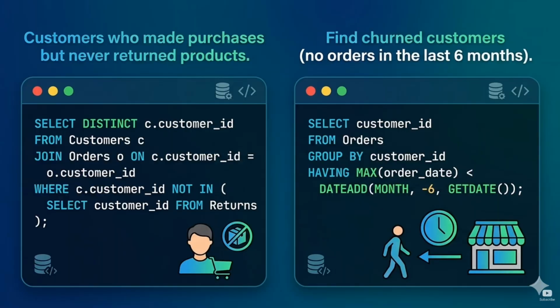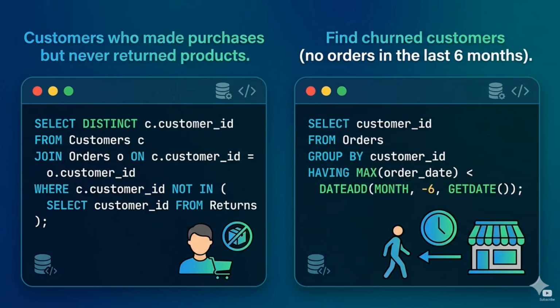Let's explore two powerful real-world SQL interview questions focused on customer analytics and business intelligence. Question 5. How do you find customers who made purchases but never returned products? This is a great example of combining join, distinct, and not in. SQL: SELECT DISTINCT C.customer_ID FROM customers C JOIN orders O ON C.customer_ID = O.customer_ID WHERE C.customer_ID NOT IN (SELECT customer_ID FROM returns).